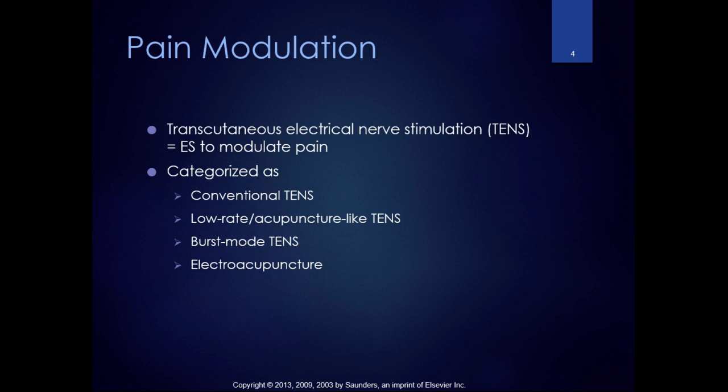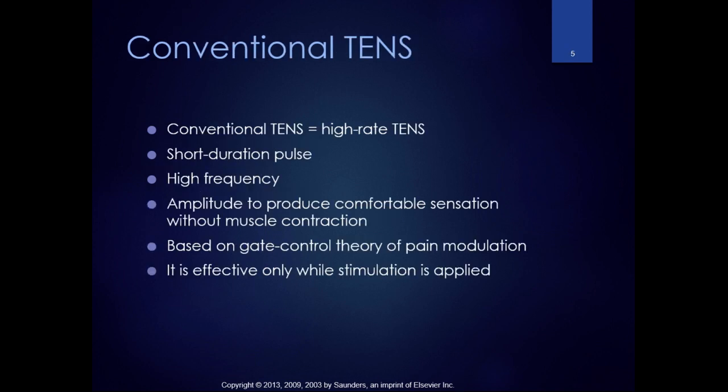And they actually hook up electrodes, electrical leads to the acupuncture needles, and I've had it done, and it actually works pretty well for tendinitis pain, which is what I had it done on me for. So conventional TENS is high rate TENS.